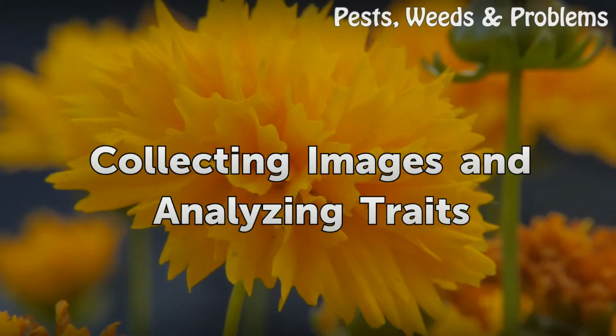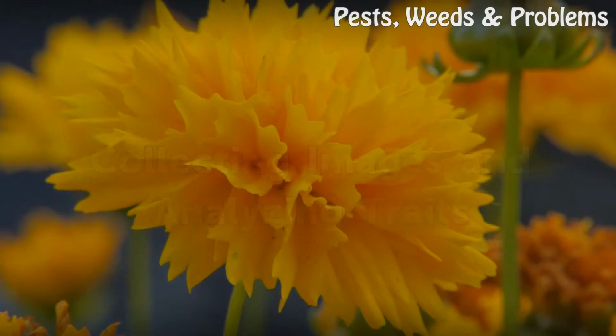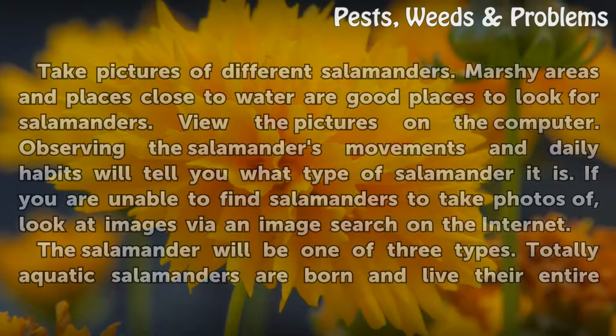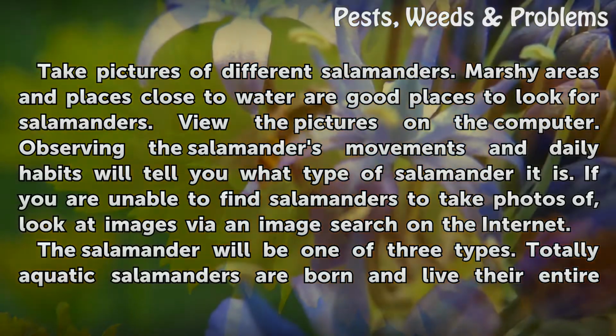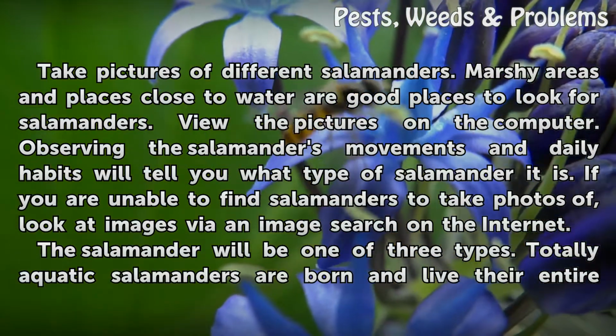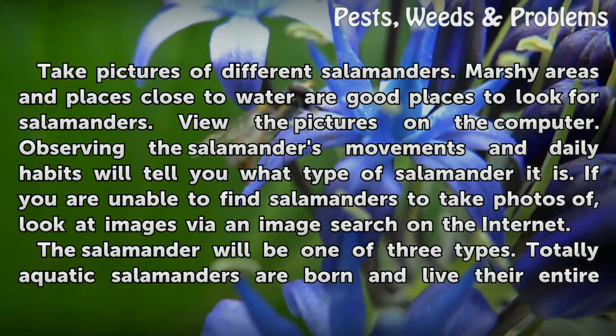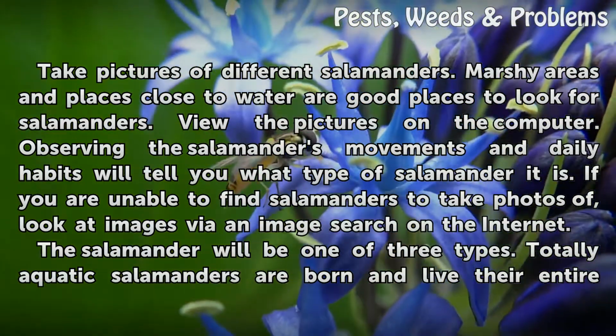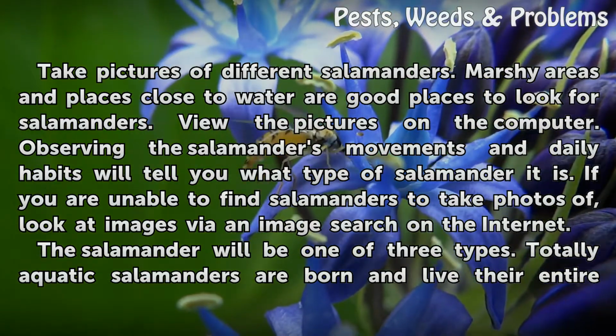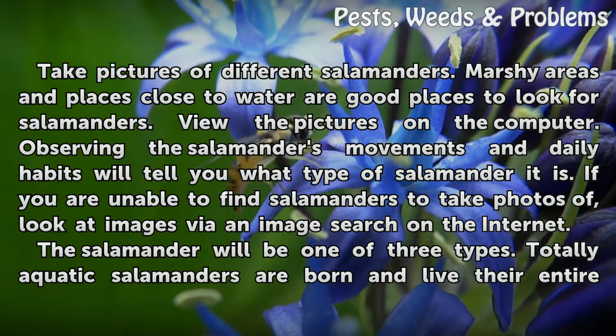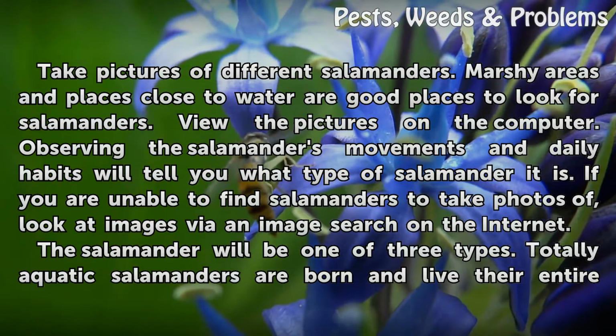Collecting images and analyzing traits. Take pictures of different salamanders. Marshy areas and places close to water are good places to look for salamanders. View the pictures on the computer. Observing the salamander's movements and daily habits will tell you what type of salamander it is.